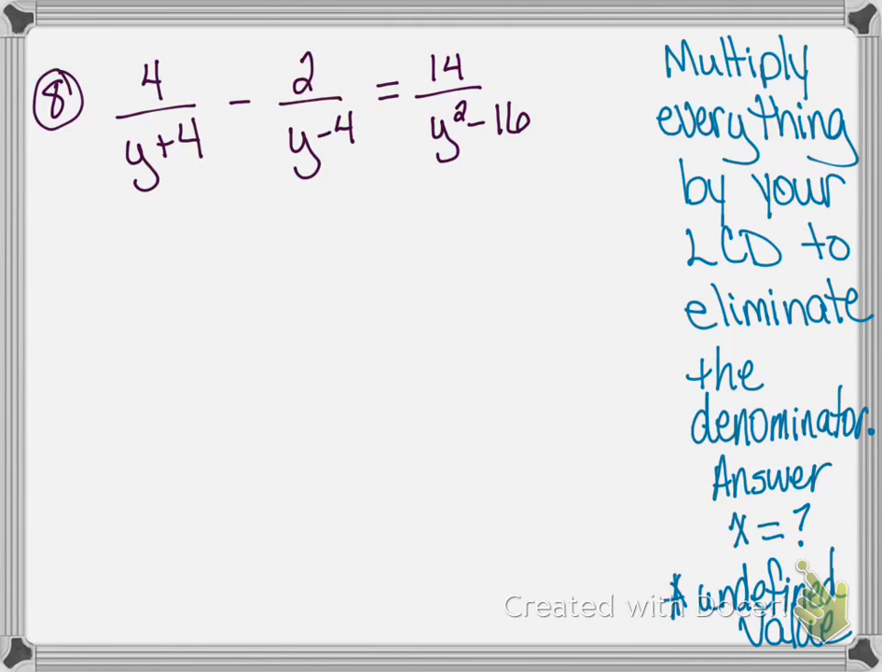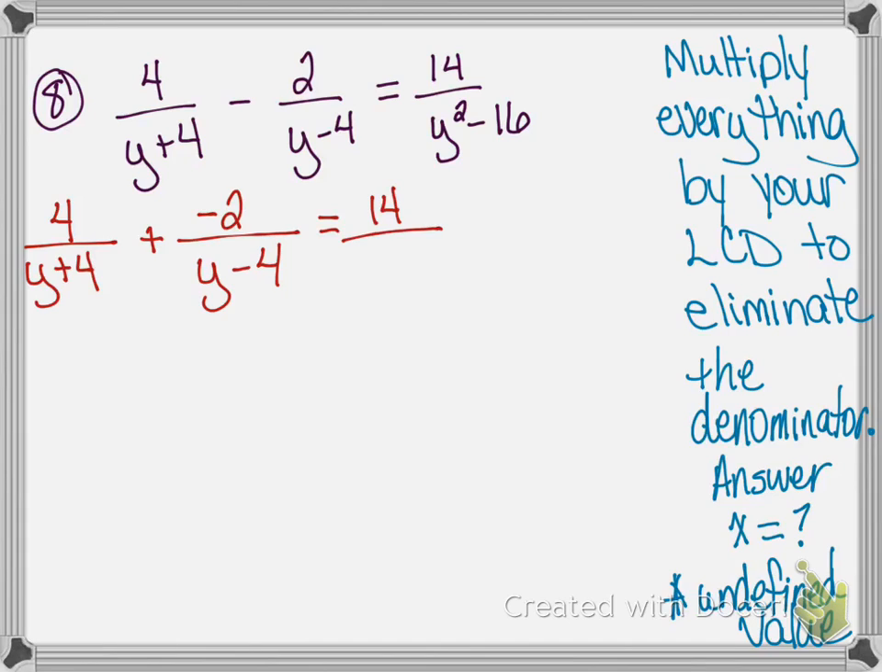Okay, let's factor our denominators and then we'll get going on this. So, I've got 4 over y plus 4. I can't do anything with y plus 4. It's in simplest form. Do you see that minus sign? I'm going to put it in the numerator, so I'm going to make this plus -2. I want to move that minus sign to the numerator. Then I have y minus 4 in the bottom. That equals 14 over y plus 4 times y minus 4.